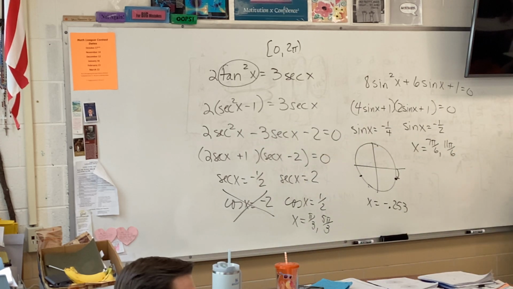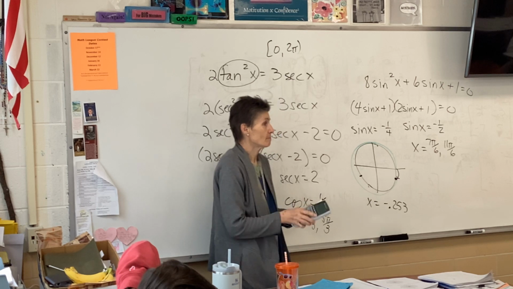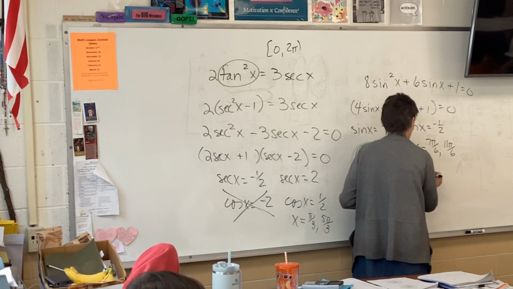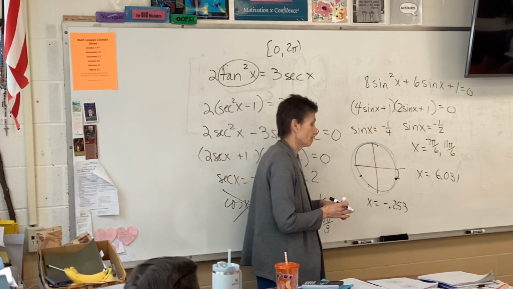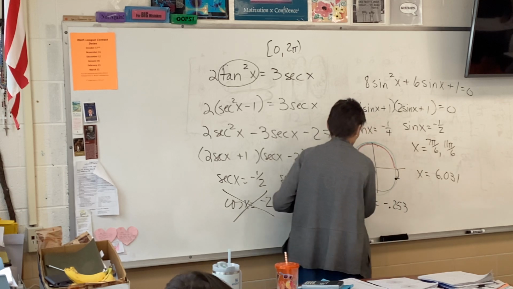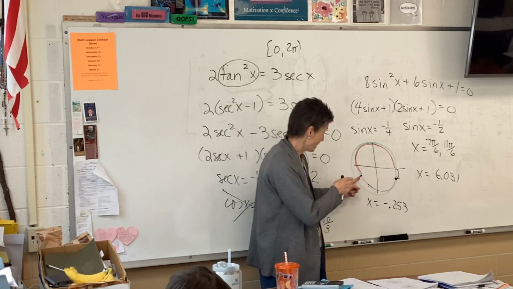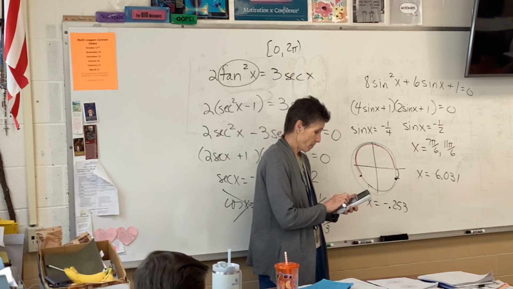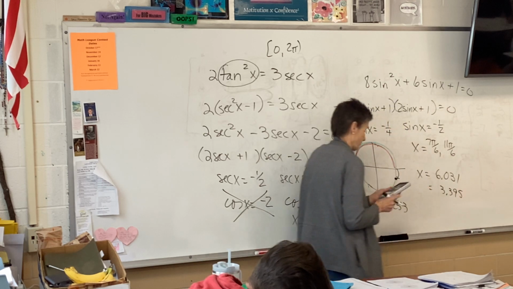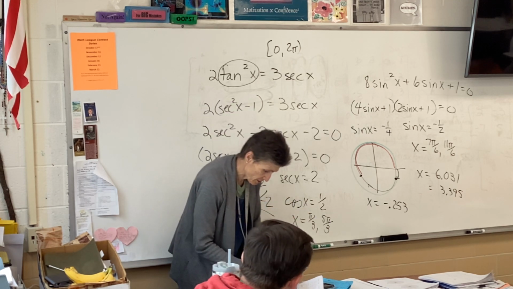I am going to need this angle right here. Would you agree with that? So I will simply add 2 pi. 6.031 is the green angle. How will I find the red angle? That's the other one I need, which is all the way around to here. How will I find the red one? Pi plus 0.253, positive 0.253. So pi plus 0.253. That one is 3.395. And it looks like I didn't even finish that one. So good thing we just did it.